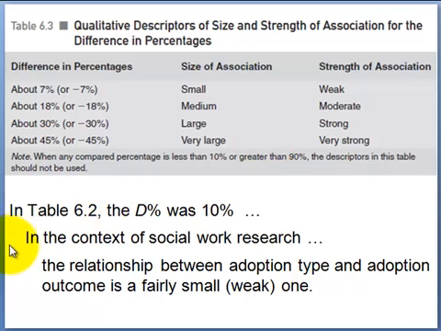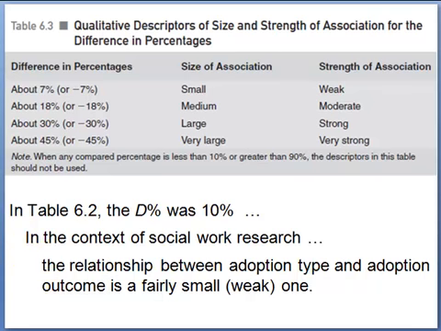So, in table 6.2, we calculated a difference in percentages of 10%, and so these qualitative descriptors are in the context of social science and social work research, but the 10% is fairly close to this 7% guideline for small or weak association. So basically the relationship that we see between adoption type and adoption outcome in table 6.2 is a fairly small, or we could say a fairly weak relationship.